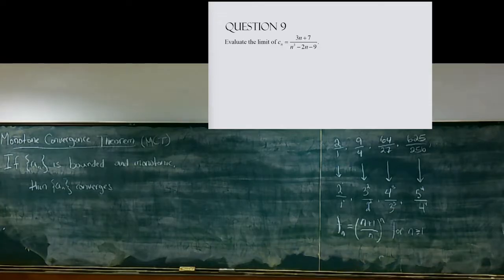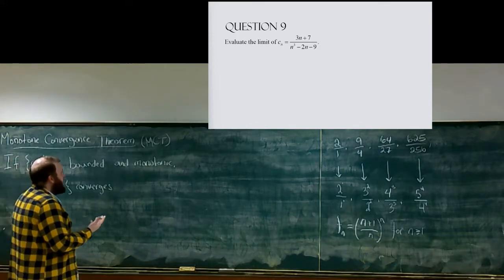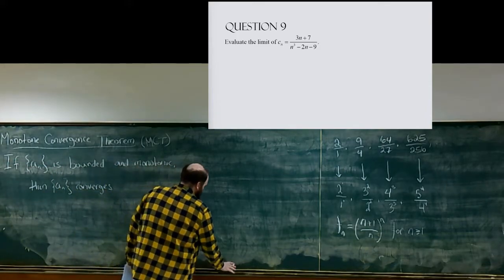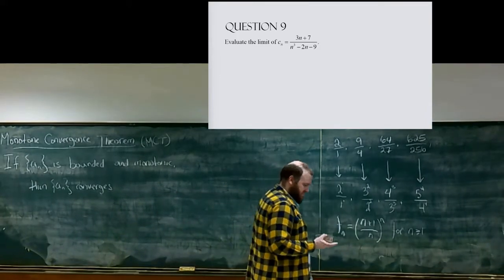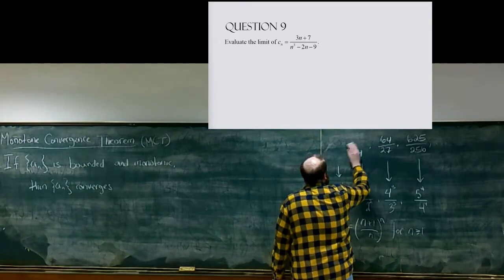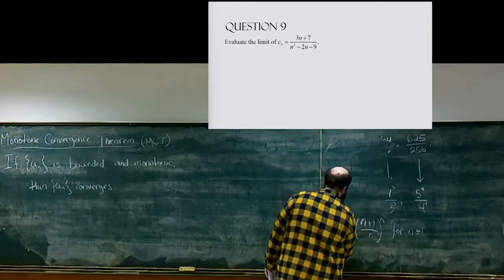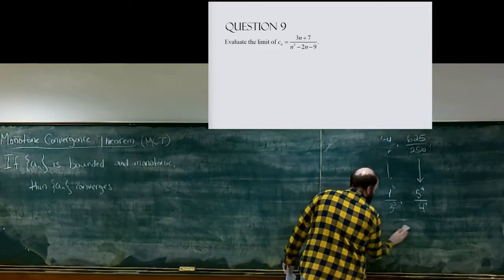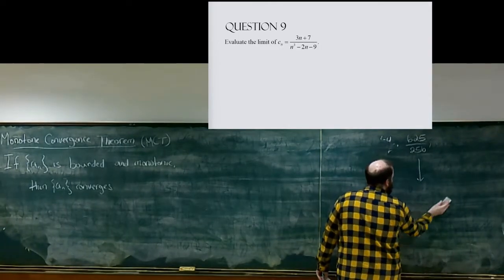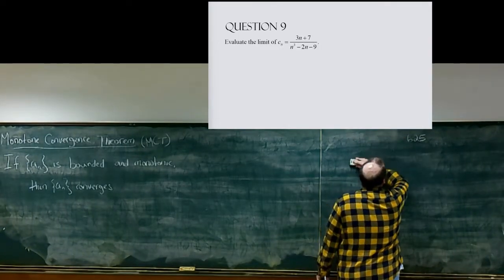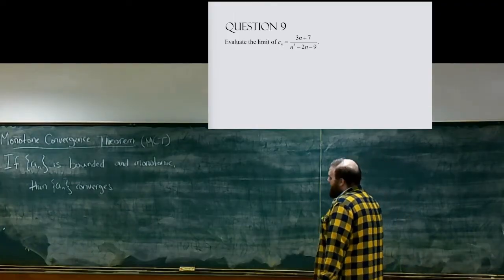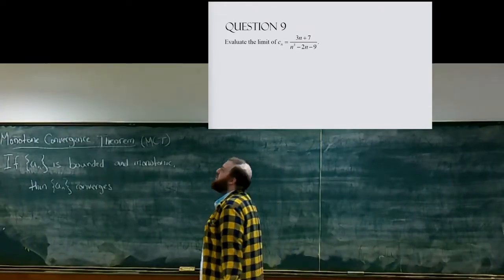If your sequence is bounded and monotonic, it converges. What does that mean? There's a lot of terms in there. What does it mean for a sequence to be bounded?